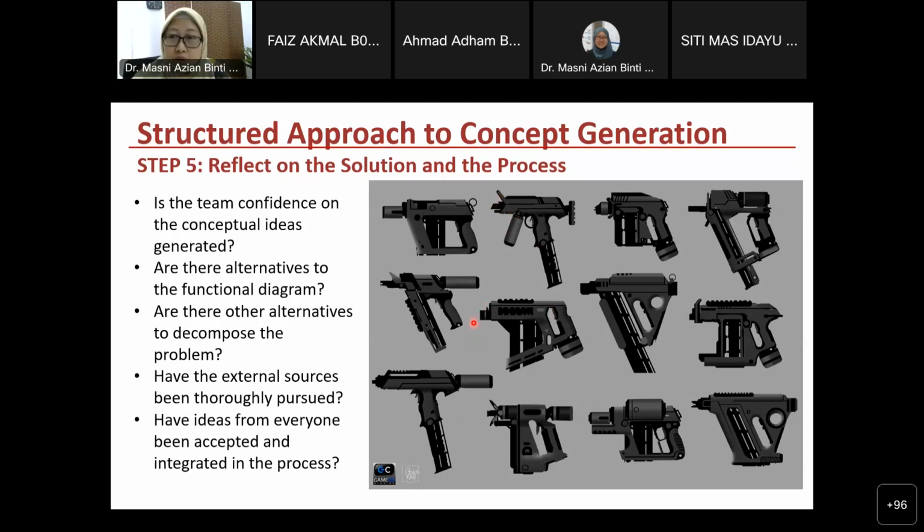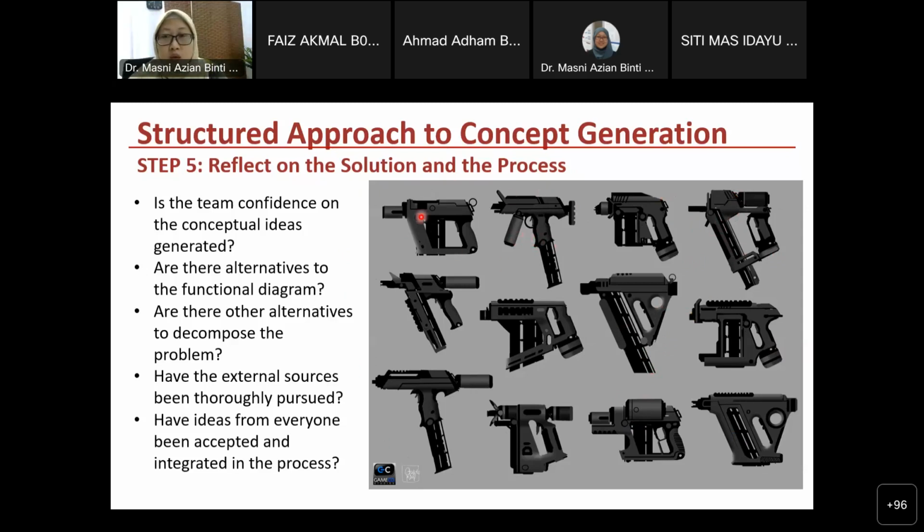You tak boleh nak proceed with all the ideas. Let's say dalam satu group, for example dalam design nail gun ni, ada 12 design concept. You cannot fabricate all 12 designs because it would not be economical. Okay, in terms of budget, raw material, it will not be sufficient. So normally after you dah generate these multiple design concepts, you have to screen and select the best concept that you want to proceed with, the best concept that you want to fabricate. Okay, you want to pursue further.